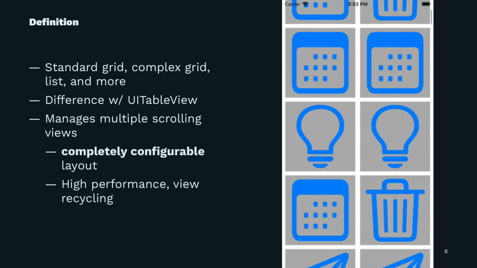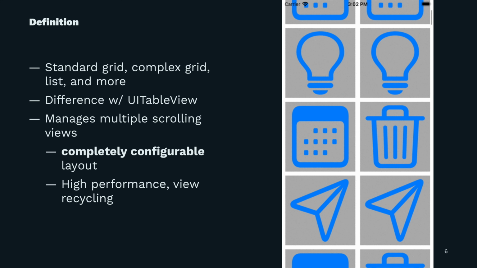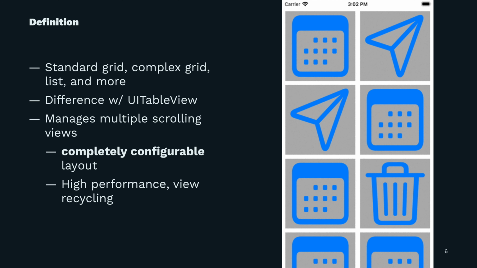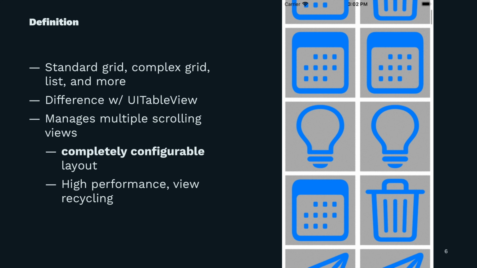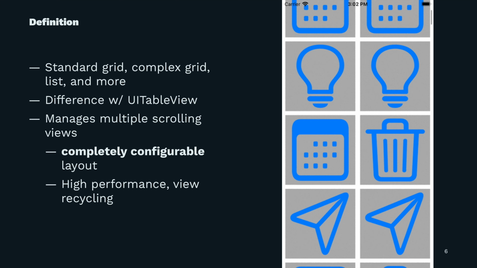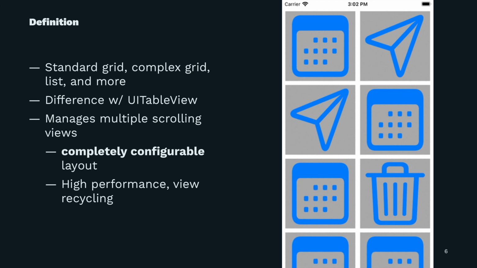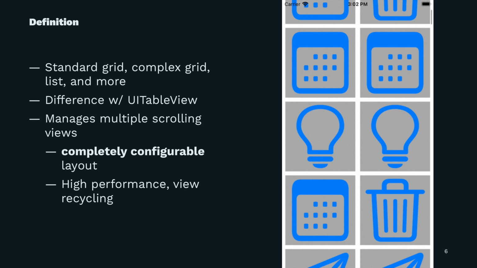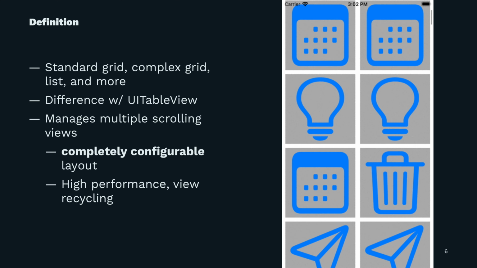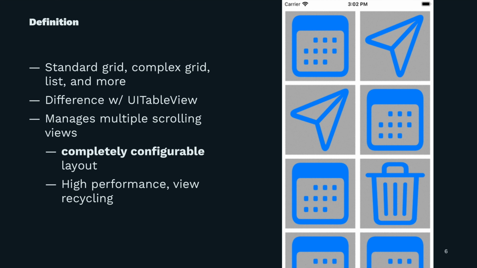UICollectionView is commonly used to make standard grids like this, complex grids, lists, and more. It manages multiple scrolling views and is high performance and recycles those views just like UITableView does. Meaning that mostly just the cells on screen are kept in memory, and it doesn't have, for example, 1,000 cells when you scroll through something. It only has the cells on screen and maybe a small buffer, and then it reuses them. You dequeue those cells and update them accordingly.